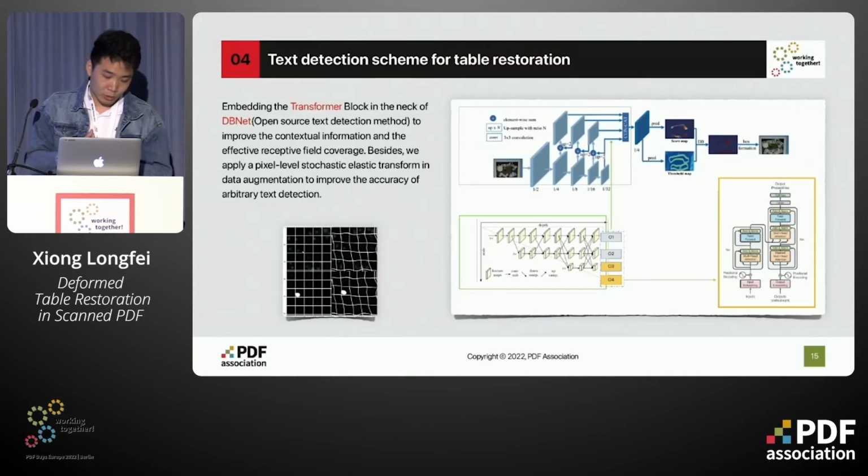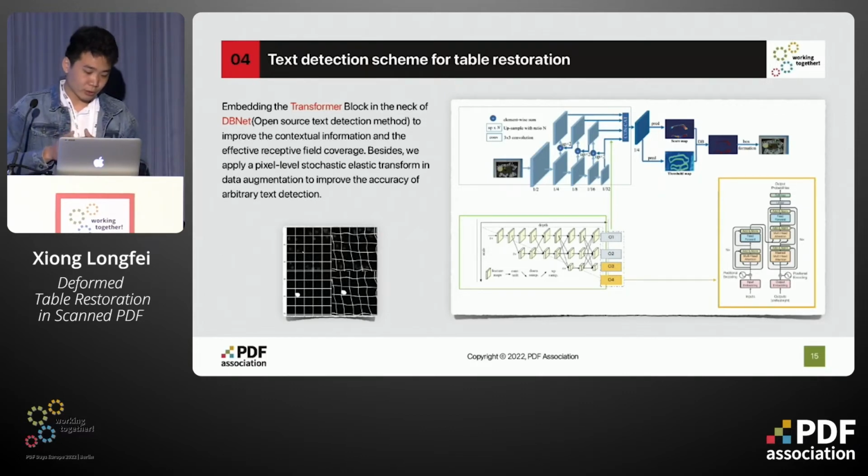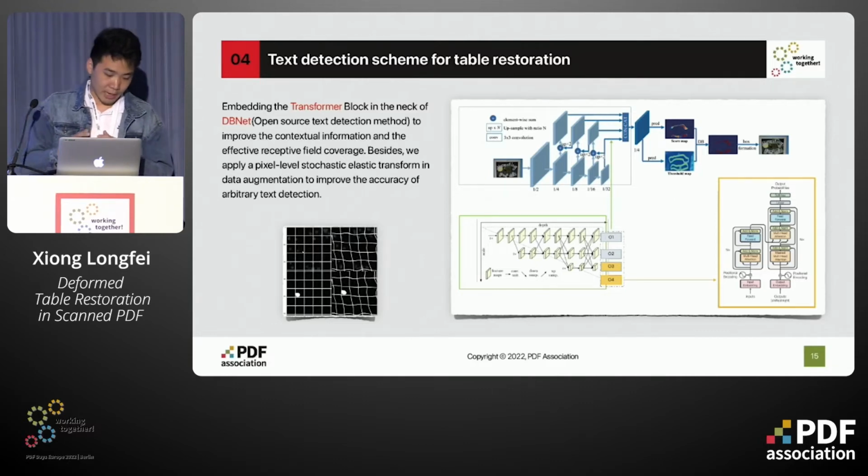We embedded a transformer module in the neck of the well-known text detection scheme DBNet, which improves the model's ability to obtain contextual semantic information and receptive field coverage, and also makes it easier for the model to learn deformed features. In addition, by introducing elastic transform data enhancement, the detection effect of the model in curved texture scenarios is improved.